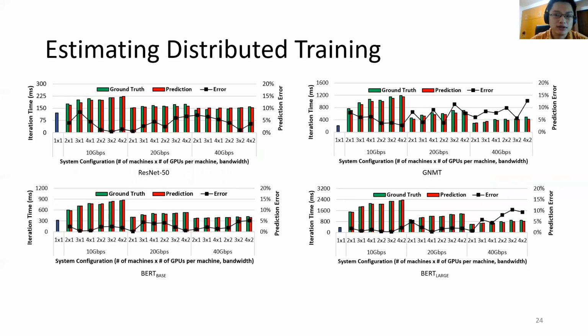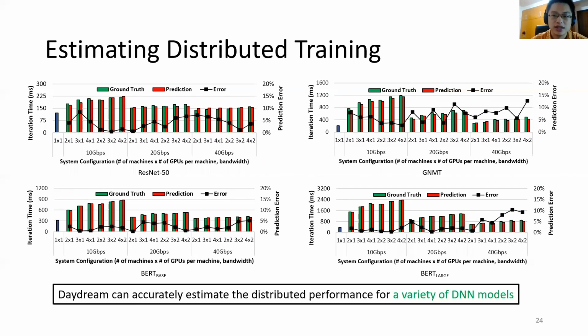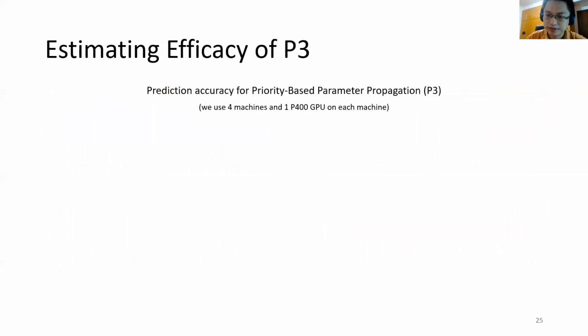We also evaluate three other DNN training workloads, and as you can see, the estimation errors are still generally less than 10%, showing that Daydream can accurately estimate the distributed training performance for a variety of DNN models.